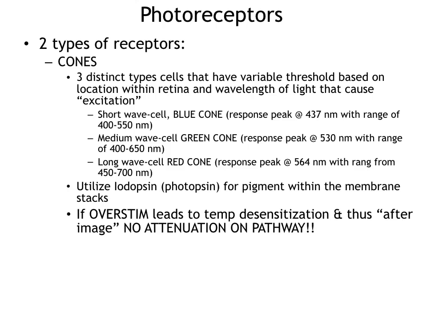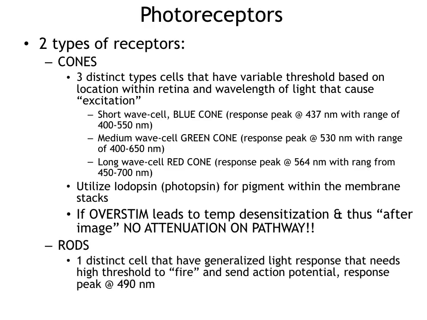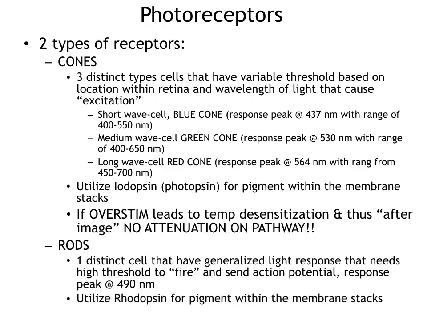All cone cells use an iodopsin or a photopsin that is specific to that wavelength. So the blue cones would use blue photopsin, the green cones would use green photopsin, and the red cones would use red photopsin. Please note, if there is overstimulation to any one of the individual cone cells, we get a temporary desensitization where when we see colors, as in white light or normal light, we will not actually perceive that distinct color until the cone is able to be responsive again, meaning it's dissipated the overstimulation energy. There is no attenuation on the pathway.